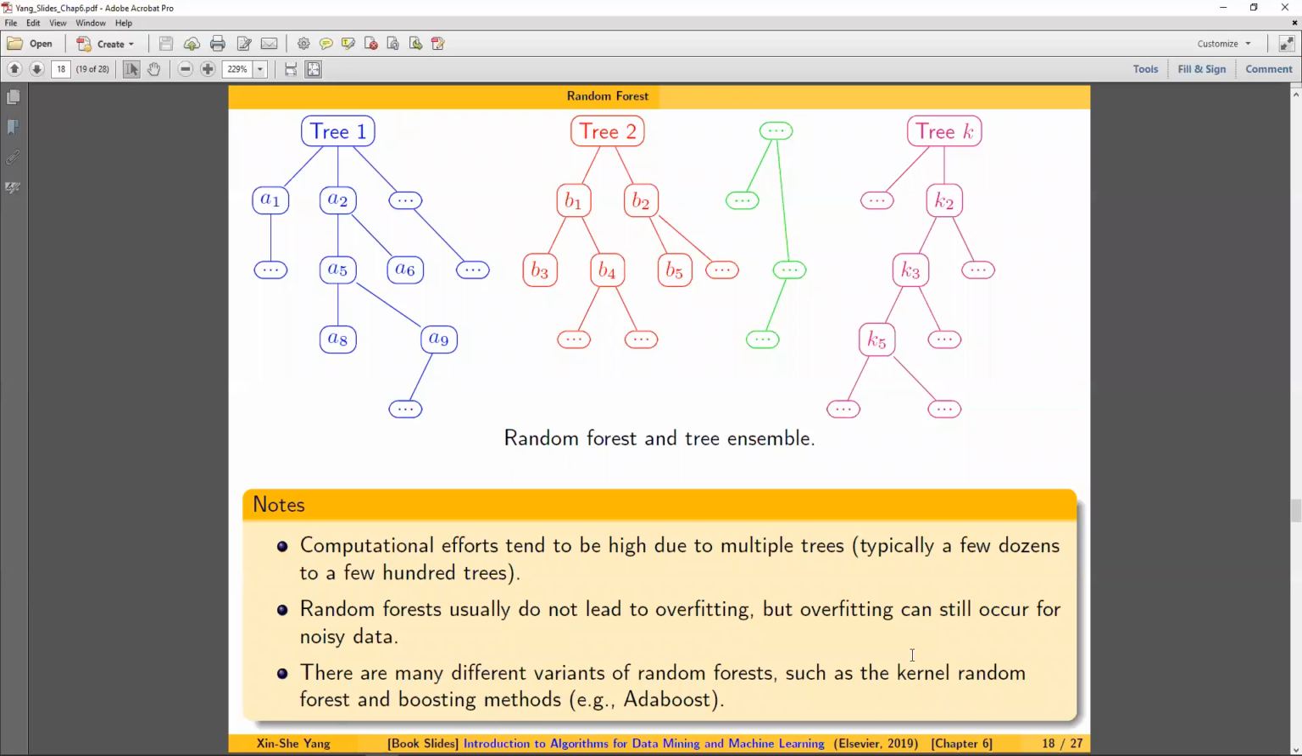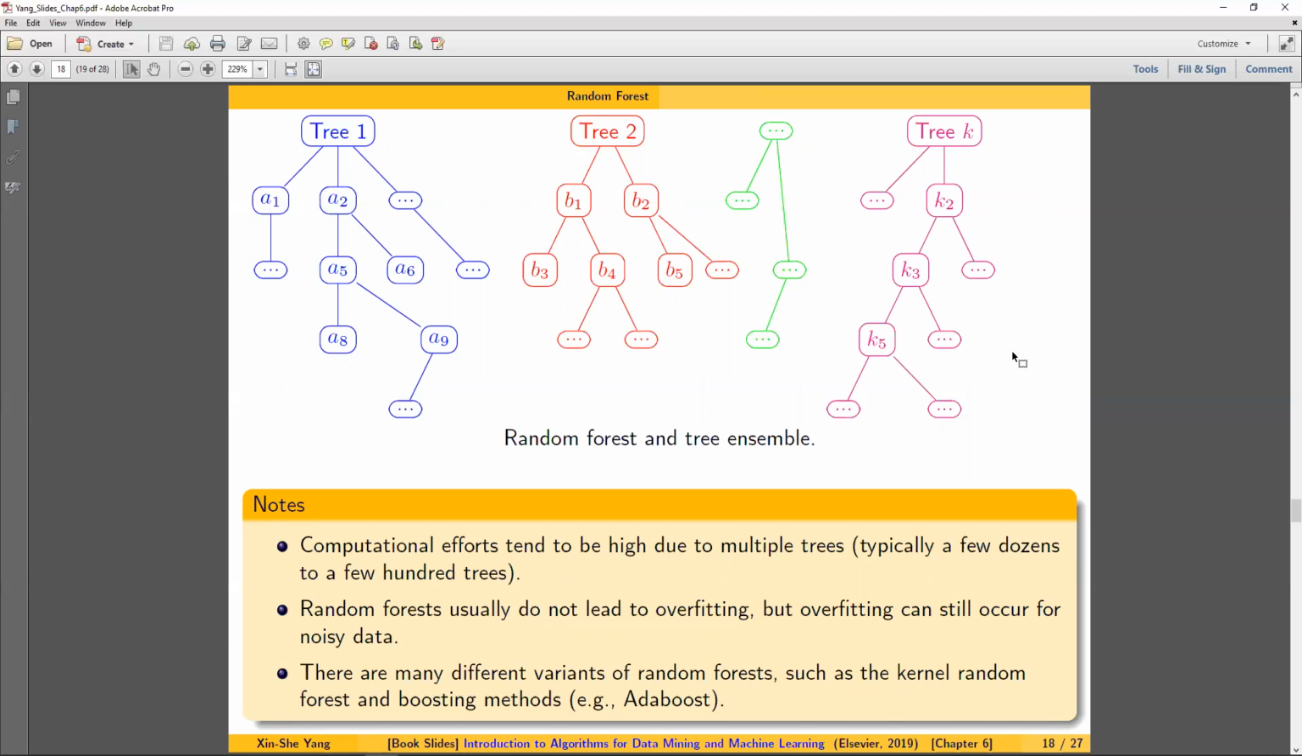Now, let me give you an example. You have tree 1, tree 2, all the way to tree K, and each one of them would have some sort of structure, right? Then you would have a classification for each individual observation, and from all the trees, you take what happens the most based on the voting mechanism and make a decision on what would be the corresponding class for one specific observation.